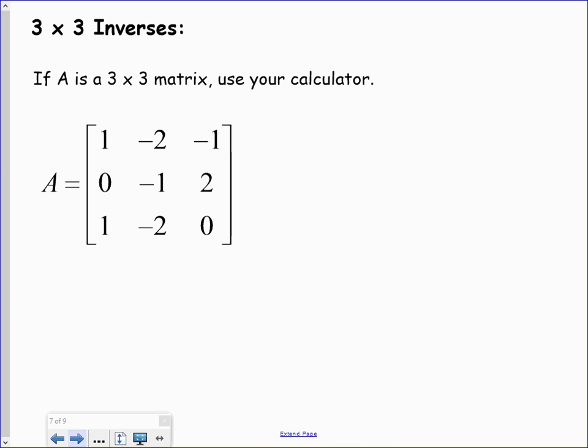I forgot about the calculator work. If it's 3 by 3, this one won't take long. Do it in your calculator. I'm not going to give you a formula for a 3 by 3 matrix, so do it in your calculator. So you would pull up your calculator. You do a matrix A and then a matrix B.